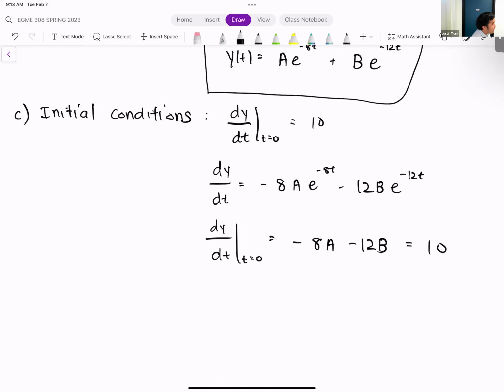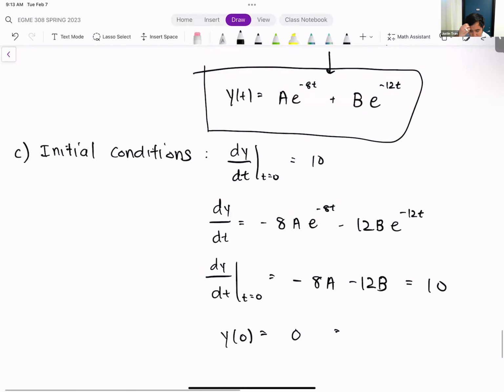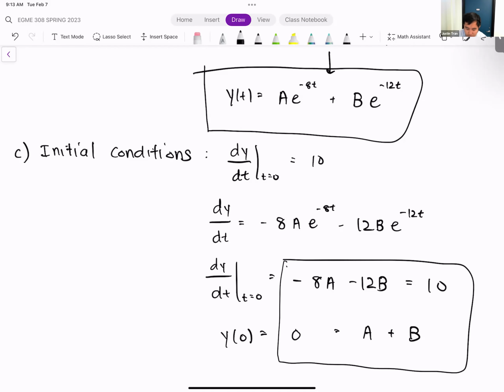So that's our first equation. We're not able to solve it just yet because we have two unknowns here, so let's combine it with our second initial condition, y of 0 is equal to 0. If we take our solution and plug in 0, both the exponential terms go away, and we get 0 is equal to a plus b. So we have two algebraic equations to solve for our two unknowns, a and b.